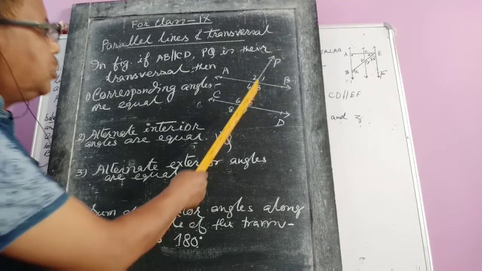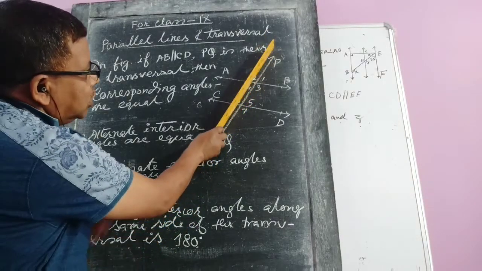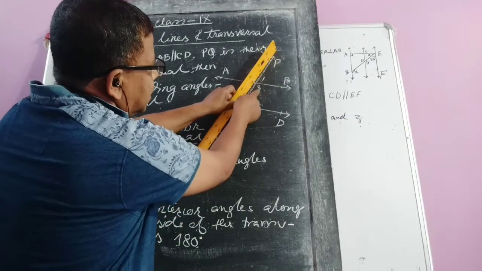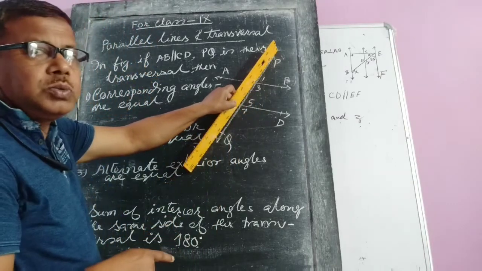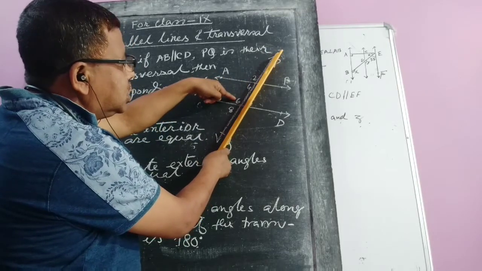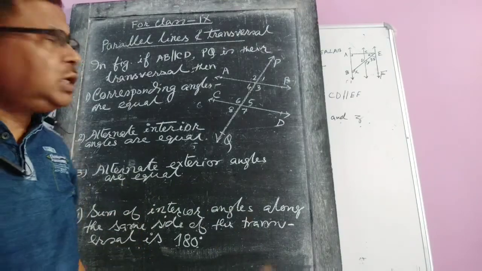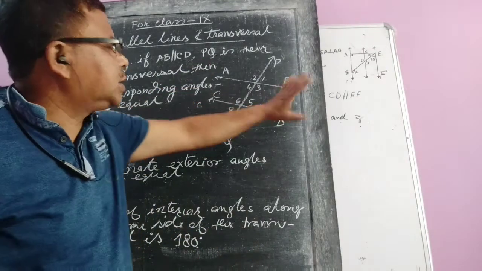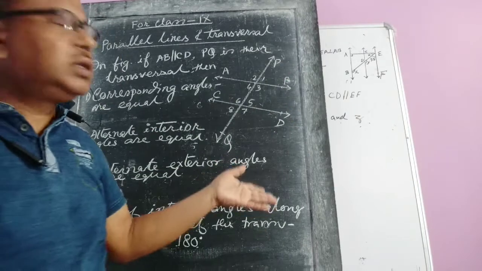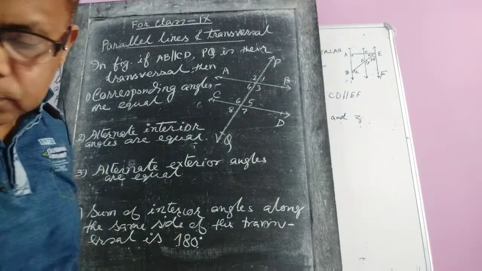And angle 3 and angle 5 are interior angles along the same side of the transversal. The sum of these two angles is always 180 degrees. Similarly, the sum of angle 4 and angle 6 is always 180 degrees. If AB and CD are parallel, then the sum of these two angles is 180 degrees.